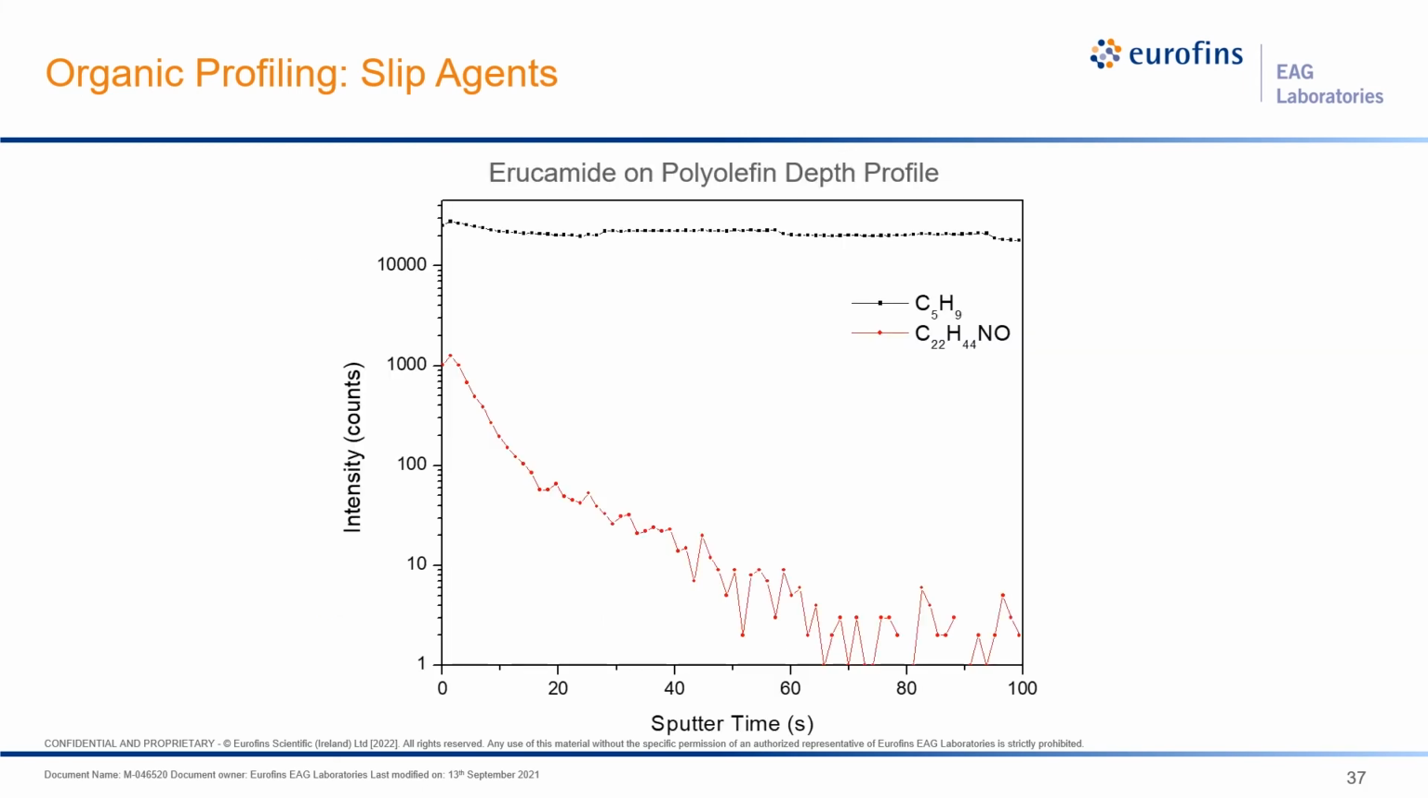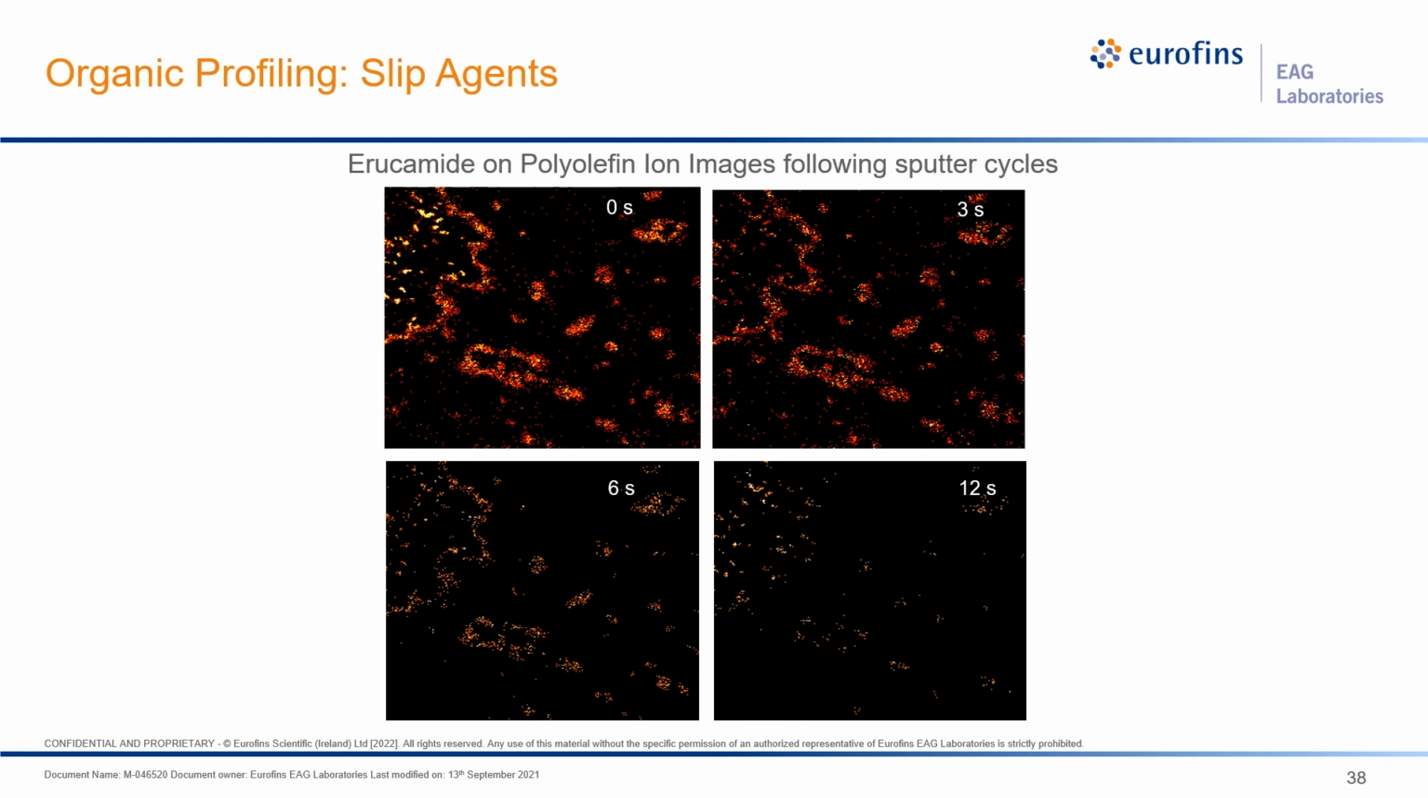When we expose that sample to the cluster ion beam, we can see that the intensity of that erucamide peak at 338 drops down quite rapidly with sputter time. Again, this is on a log scale, so 10, 100, 1,000 times more intense than the baseline down here. In parallel with that, a more diagnostic peak from the PE, I think it's polypropylene in this case, stays very stable during the sputter process. So you can also look at ion images as you profile through these things. Here we have as received, after 3 seconds sputtering, after 6 seconds sputtering, after 12 seconds sputtering.